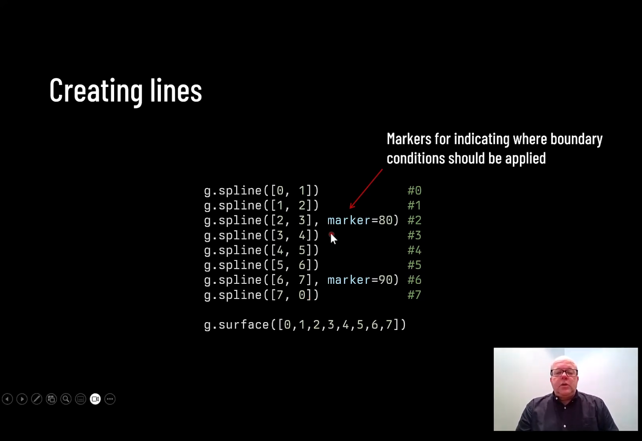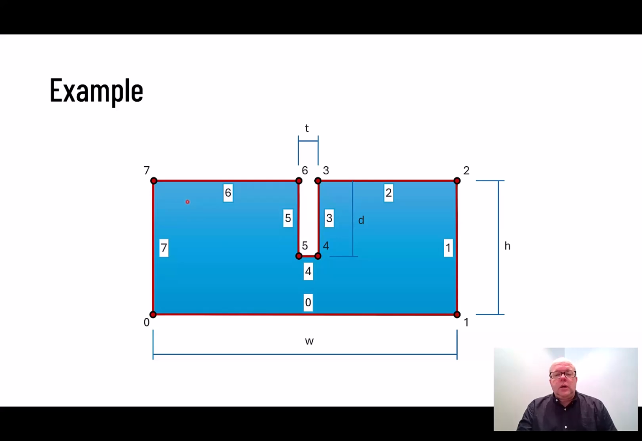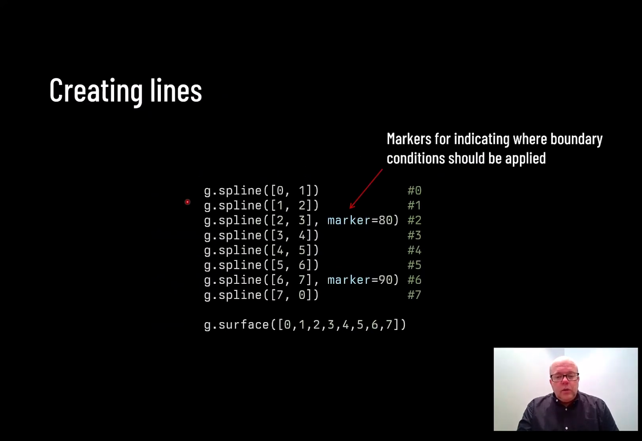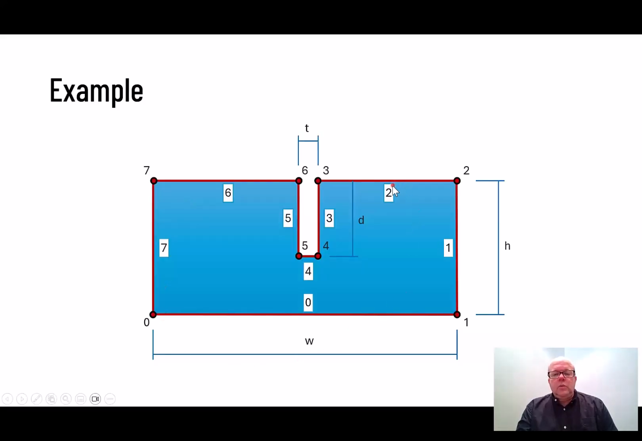Then there is a special here, it's called marker 80 and marker 90. When we are solving a problem, we need to identify from the geometry which degrees of freedom are in a certain position in our model. So if we go back, you can see here that it says 2 to 3. So that is the line 2 and line 6. So line 2 and line 6, here we want to be able to apply the pressure.